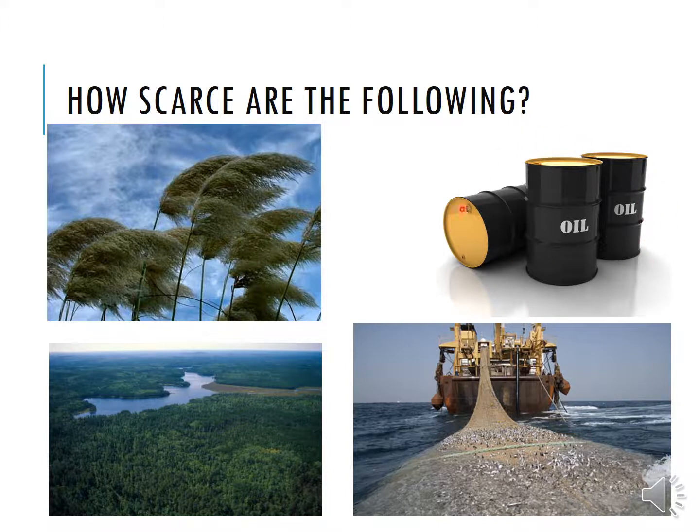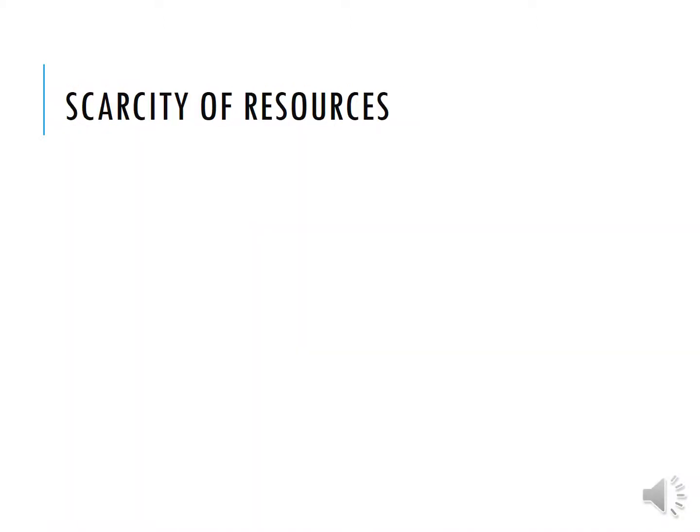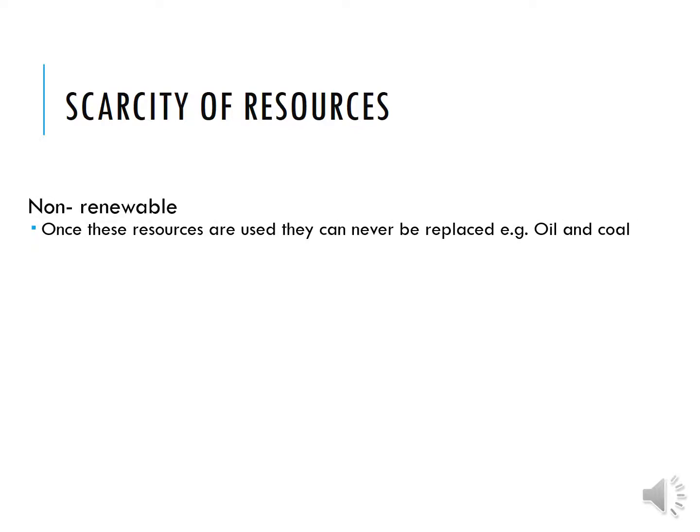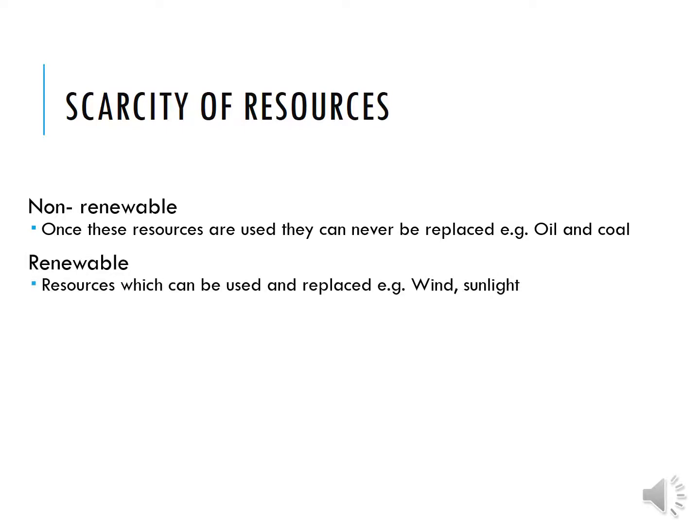Once you've used a barrel of oil, it can never be used again. Fish stocks recover, and there's plenty of air. So different things have different levels of scarcity. And we use certain key terms to describe the level of scarcity. The first one is non-renewable, and that means once resources are used, they can't be replaced. Then we've got renewable ones, which can be reused and replaced.